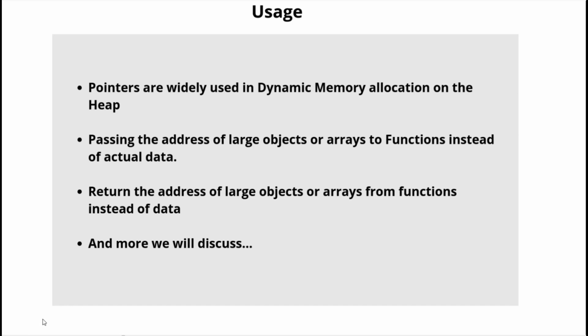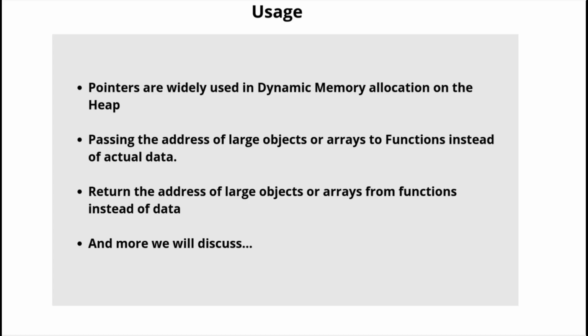So first thing, where are pointers used? Pointers are widely used in dynamic memory allocation, like when you are allocating memory dynamically on the heap using malloc, calloc, or in C++ new, these pointers are very helpful. And pointers are also used when you want to pass a large object or array to a function.